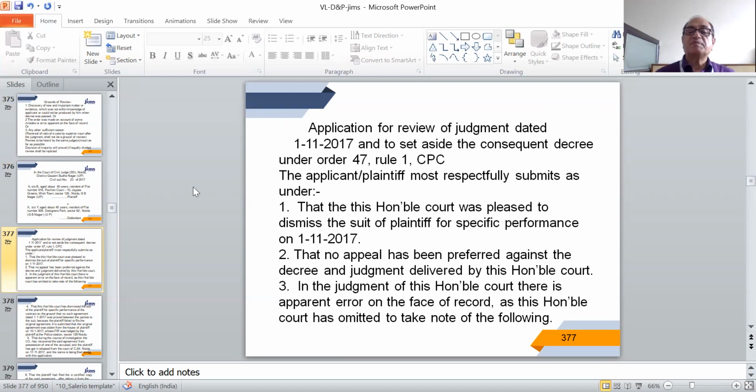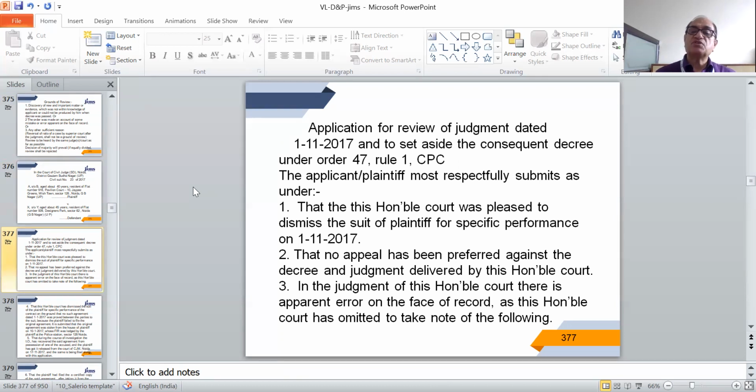Para 2. That no appeal has been preferred against the decree and judgment delivered by this Honorable Court. You have a right of filing an appeal, but you are not going in appeal. You want review by the same court. Yes, this is your legal right. This is allowed.